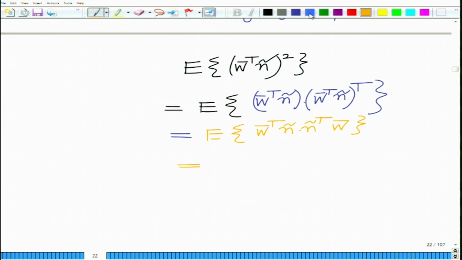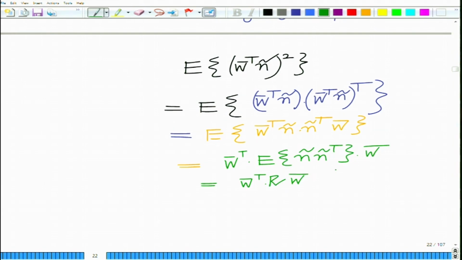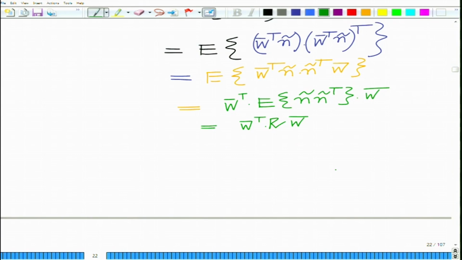If you take the expected value inside, you have W bar transpose, expected value of N tilde N tilde transpose, W bar. This expected value is nothing but the noise plus interference covariance. So, this is W bar transpose R W bar, where R is the expected value of N tilde N tilde transpose, the noise plus interference covariance. So, this is the net noise plus interference power at the output of the beamformer.